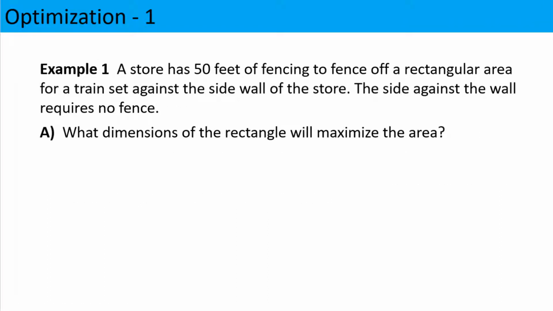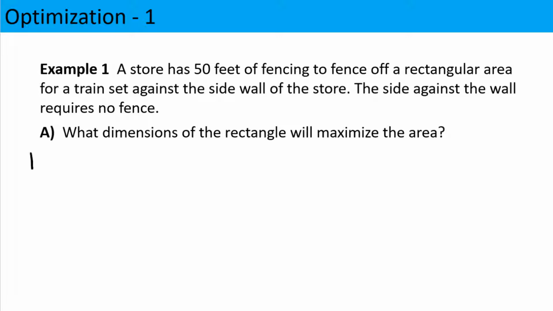Example 1. A store has 50 feet of fencing to fence off a rectangular area for a train set against the side wall of the store. The side against the wall requires no fence. A. What dimensions of the rectangle will maximize the area? Let's begin by making a drawing.